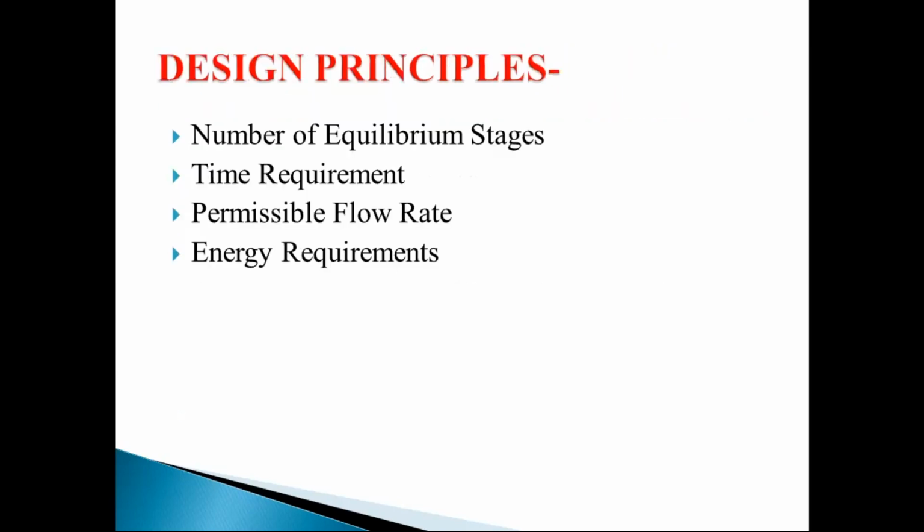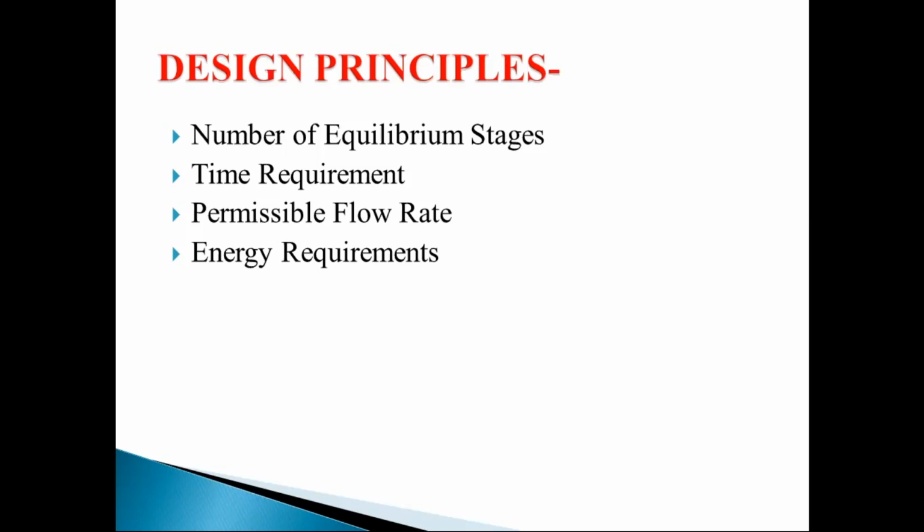Next one, design principles. So in design principles, there are 4 important characteristics, and we know that in engineering we are dealing with design. So in chemical engineering, if you want to design any process, these are the 4 very important parameters. First one is number of equilibrium stages, second one is time requirement, third one is permissible flow rate, and fourth one is energy requirement.